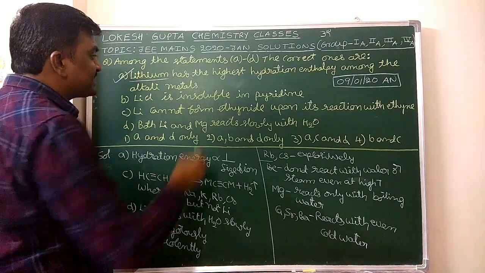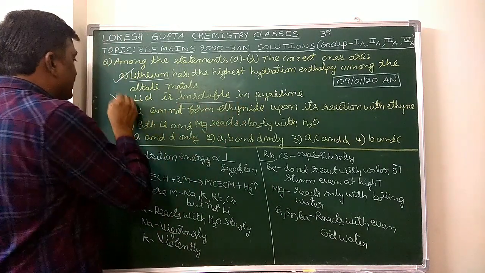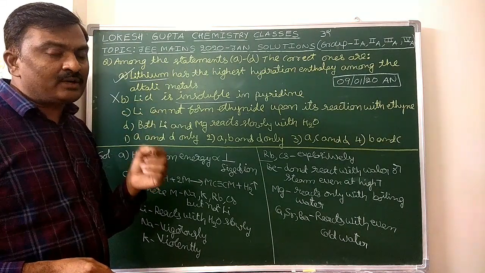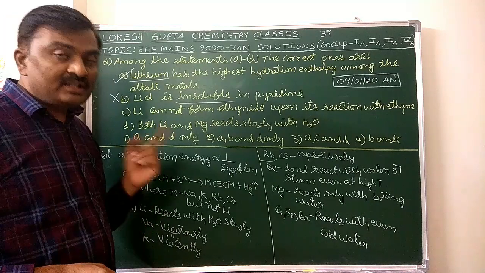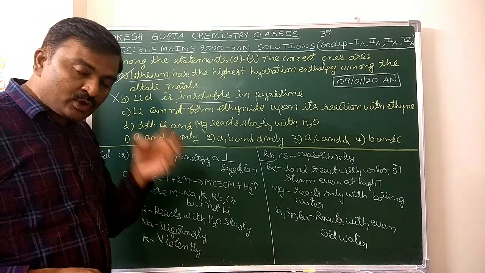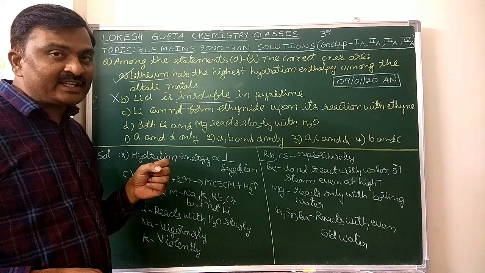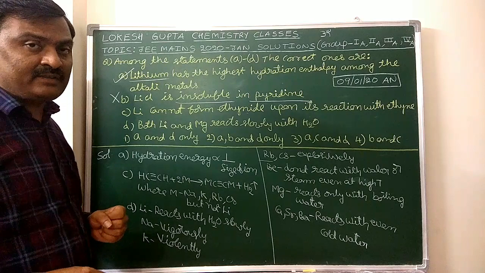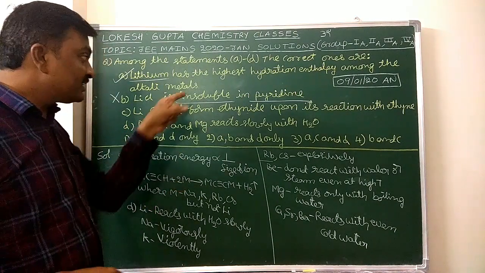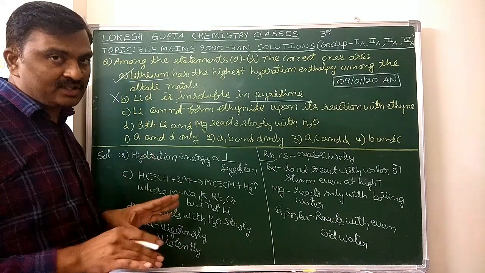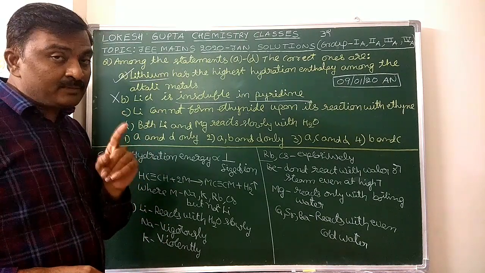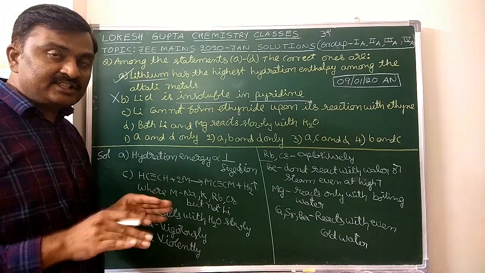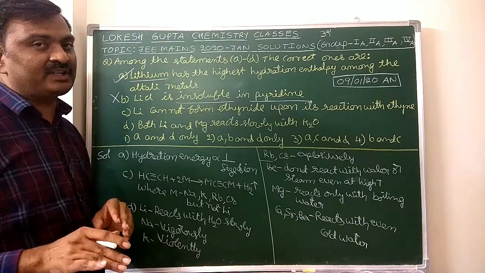Lithium chloride is insoluble in pyridine. It is a wrong statement. Why? Here, lithium salts have a little bit of covalent character. Lithium chloride is ionic with some covalent character. It has covalent character, so that's why it is soluble in organic solvents like pyridine. It is soluble. They said it is insoluble, so wrong statement. See, lithium chloride in some books is given as a covalent compound. That is wrong. Lithium chloride is ionic with some covalent character.